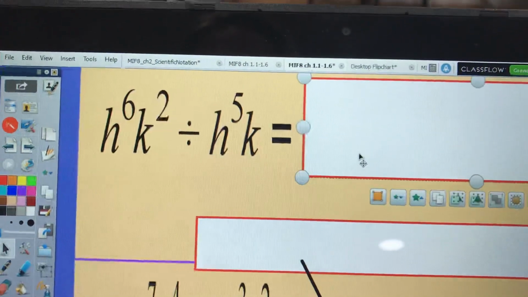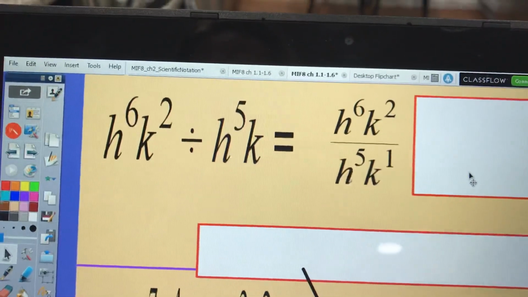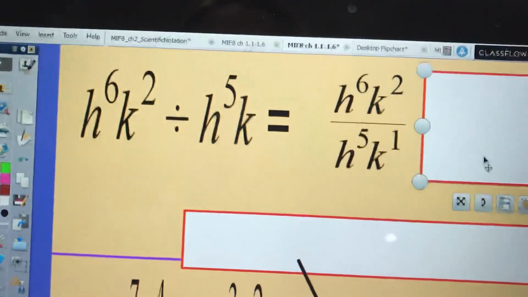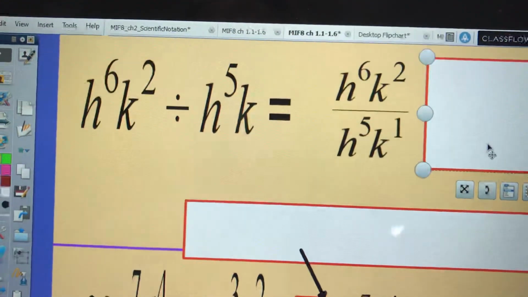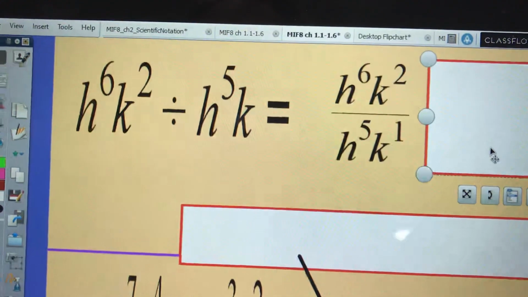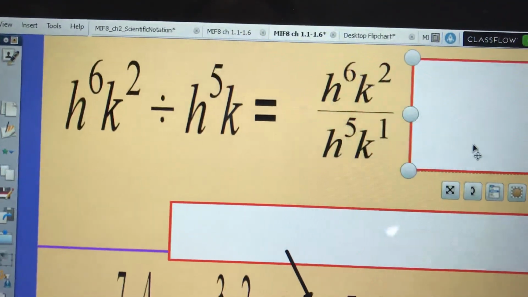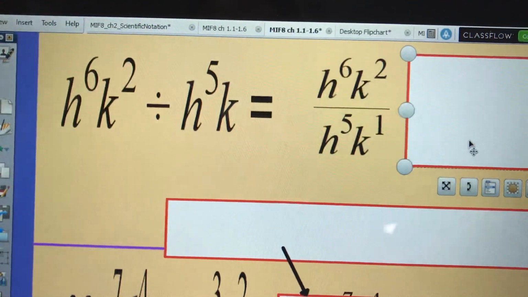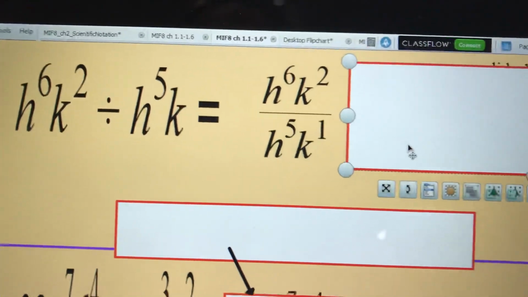So our first tip to you guys on this is to make sure you set it up in vertical form, which just means put the first one on top of the other one so that you can see that the H's are lined up and the K's are lined up. It's going to help you so much. And if you notice, I took that K that had nothing floating on it and I gave it that exponent of 1 because I know when there is no exponent, there's actually an invisible exponent of 1, and that way I don't mess that part of the problem up.